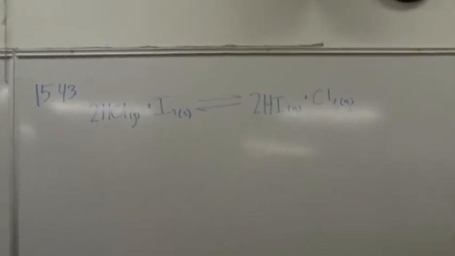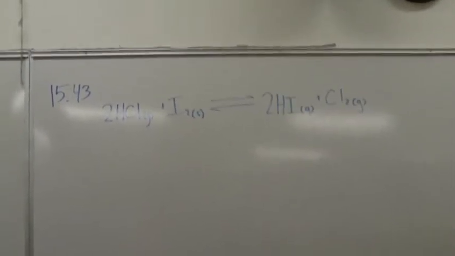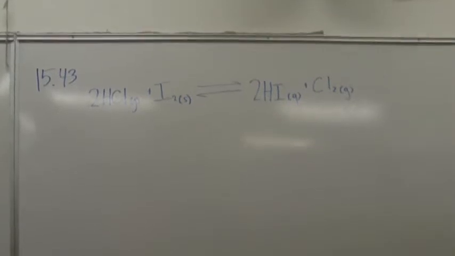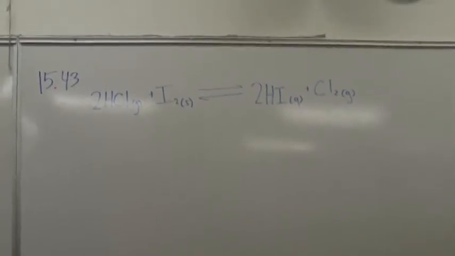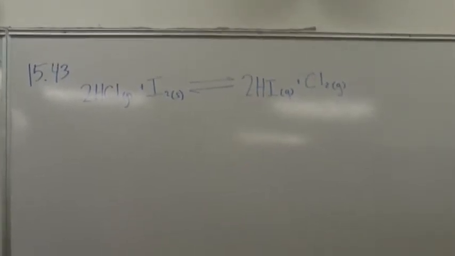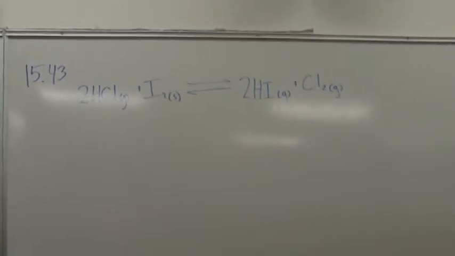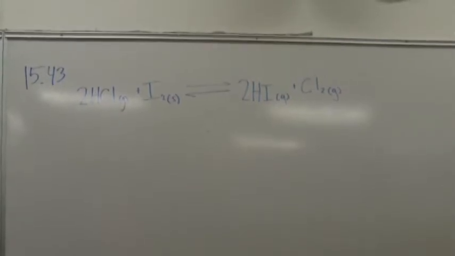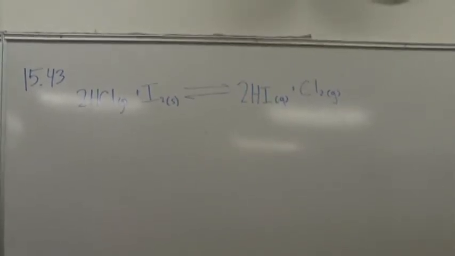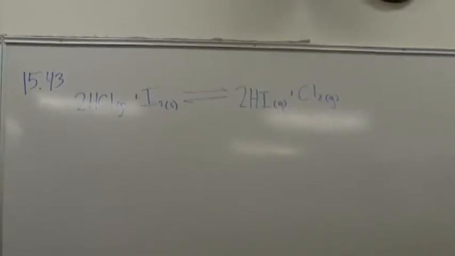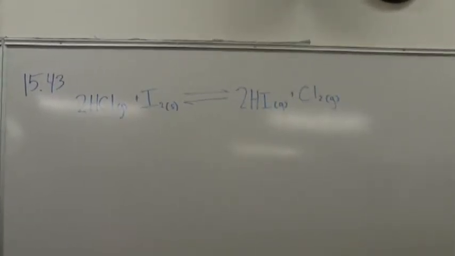Okay, this is 15.43. It says the heterogeneous reaction, shown here, has a Kc of 1.6 times 10 to the negative 34 at 25 degrees Celsius. Suppose that 0.1 mole of hydrochloric acid and solid iodine are placed in a 1 liter container. What will the equilibrium concentrations of hydrogen, iodine and chlorine be in the container?